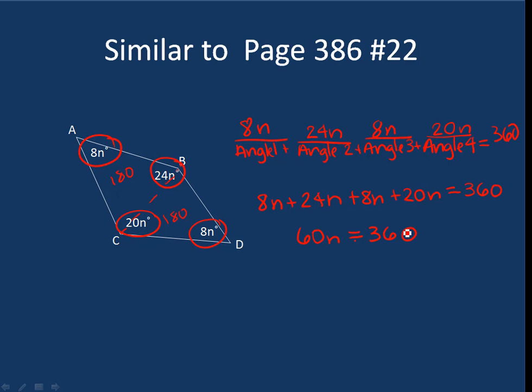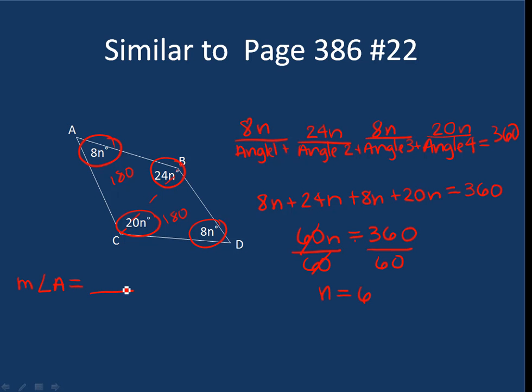Okay, and then of course your next step is to divide by 60 so that you can get the n by itself. So n equals 6. Now, on this problem, the question is actually asking you to find each individual angle. So you're going to want something like this.